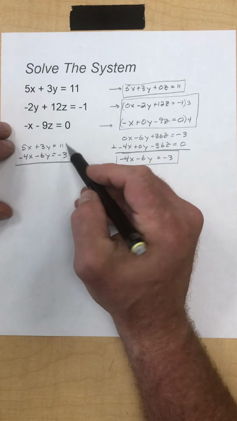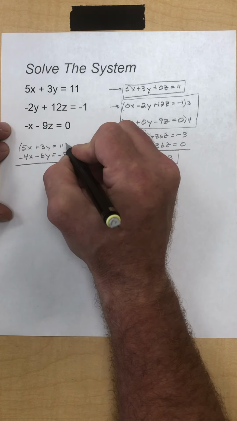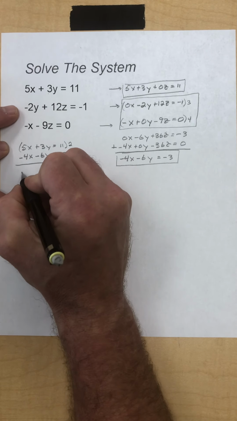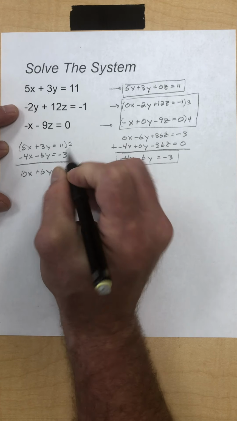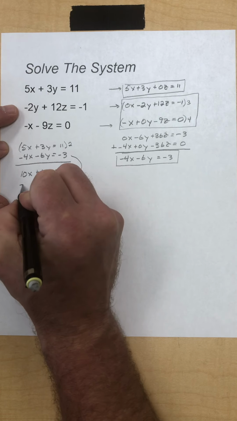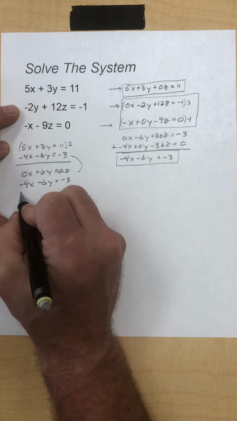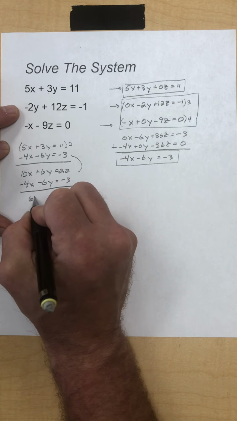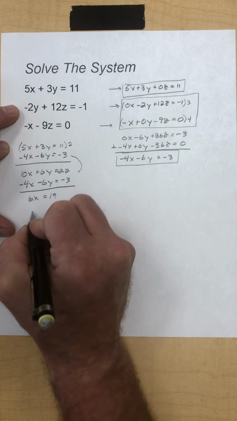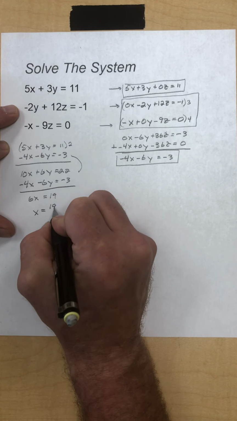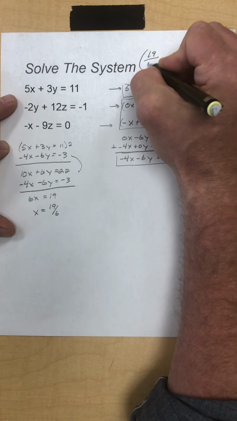Well, I could easily change this 3y to a 6y and then add down and the y's go away. So if I multiply this top one by 2, I'm going to get 10x plus 6y equals 22, and then bring this one down. So I have -4x minus 6y equals -3, and then just add. That's going to give me 6x. This is 0, and 22 minus 3 is 19. So I get x equals 19 over 6. So my x coordinate is 19 over 6.